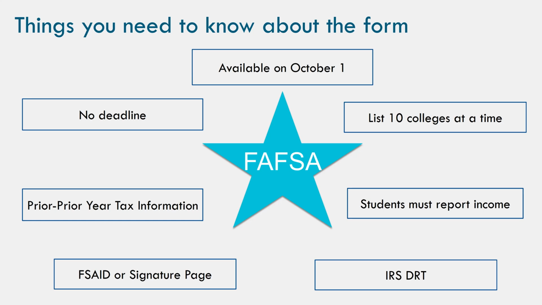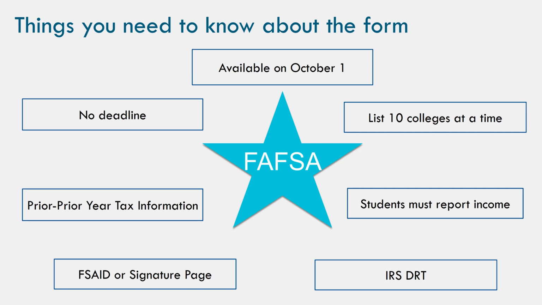What we're looking at when it comes to the taxes for FAFSA is we're looking at prior-prior year tax information. And what this means is that your students are going to be attending for the 2021-2022 year. We're looking at our 2019 taxes because it's 2 years before their starting year.